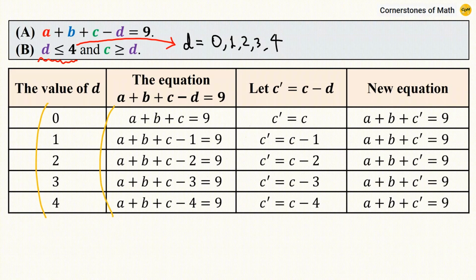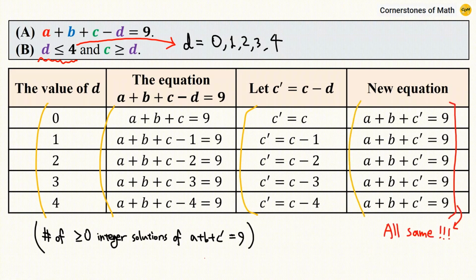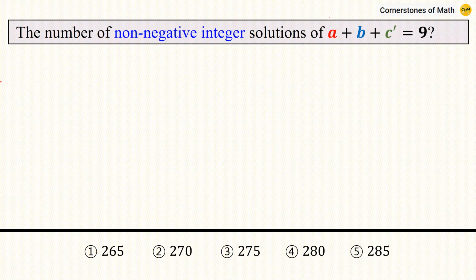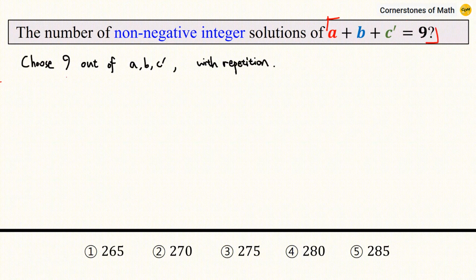And for each equation, we make these substitutions. Then we obtain these equations, and notice that the equations are all the same. Therefore, we only have to find out the number of non-negative integer solutions of this equation and multiply that number by 5. And the number of non-negative integer solutions to this equation is simple. It is the number of ways to choose 9 items from these 3, allowing repetition. Therefore, it is 3 multi-choose 9.